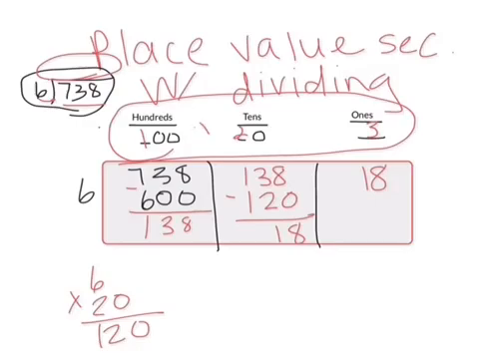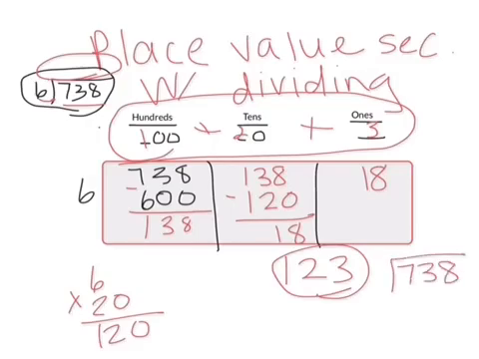Now, all we have to do is change this from expanded form to regular form. We just have to make this 100 plus 20 plus 3 into our normal way that we write numbers. So if we change this from expanded form to standard form, we would have 123. So our answer, or our quotient to this problem, would be 123.